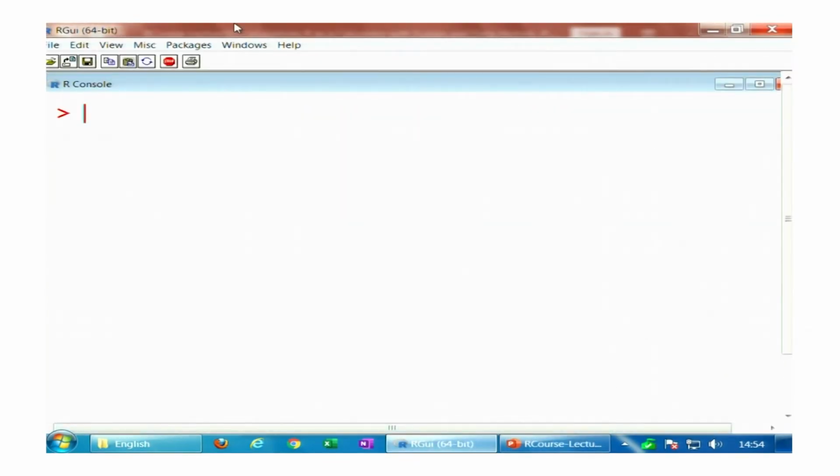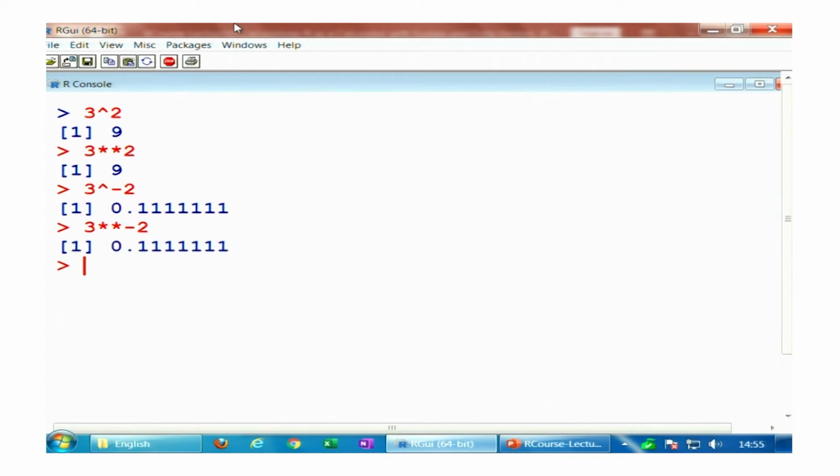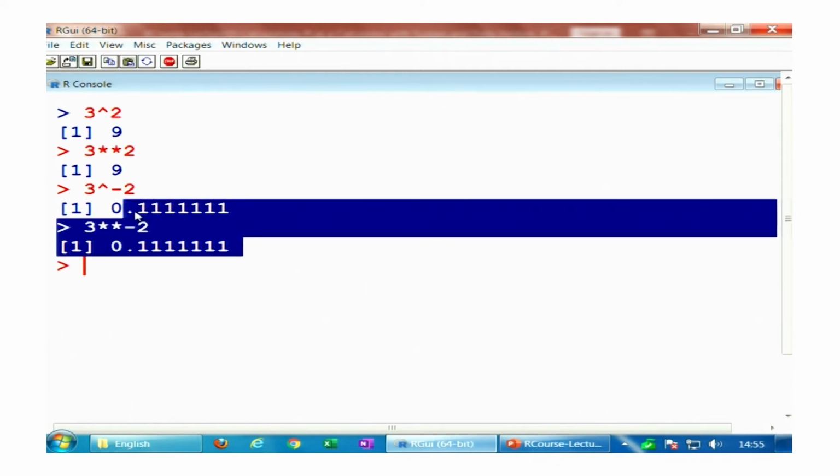So you can see here, if you want to find out here 3 square, that is 3 hat 2, and the same thing if you try to make it here with the 2 star symbol, it will become here 3 double star 2, it is again 9. Now in case if you want to find out the square root of 3, you can express it like this, 3 hat minus 2, this is 0.111 and so on. And if you try to find out here the same value using the double star notation, you can simply replace hat with double star and still you will find the same operations you can see here.